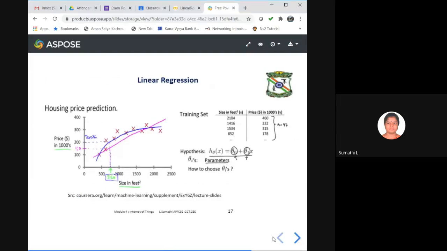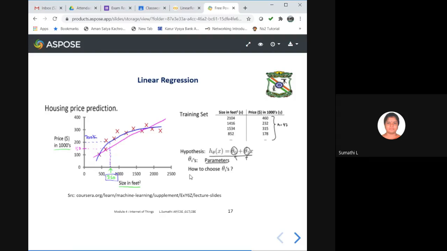Just look at this example. This is a housing price prediction, right? As we discussed, the house price is my response. That is, this is what I have to predict. We introduced two variables. One is your explanatory variable and another is your response variable. The variable whose value I am interested in is the response, that is the price. The explanatory variable is the value which determines my response.